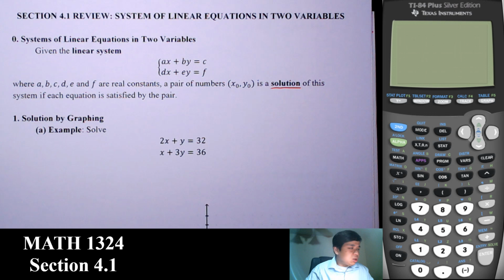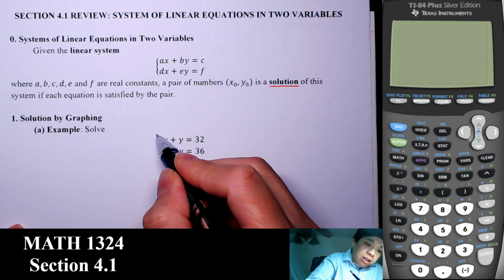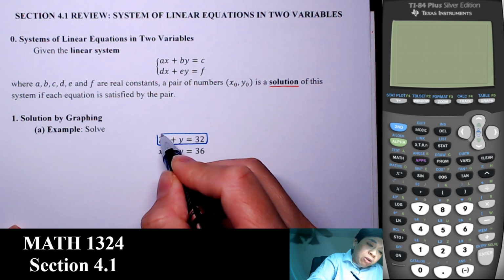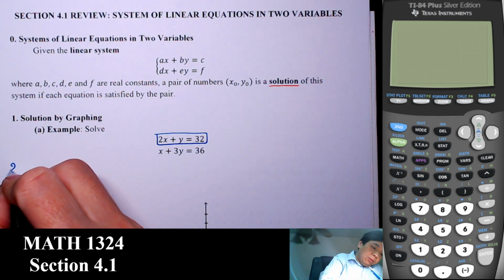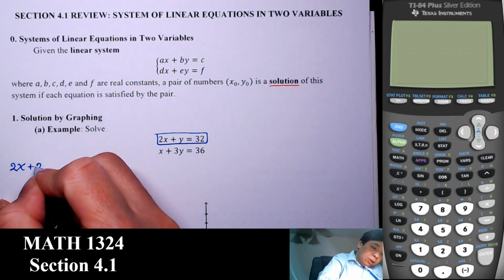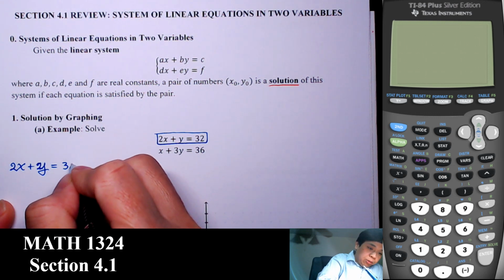So in this section, we will solve the system of equations 3 different ways. The first one is by graphing. This is not very practical, but we still need to know it because it has significance. So just take a look at this first equation: 2x plus y equals 32.